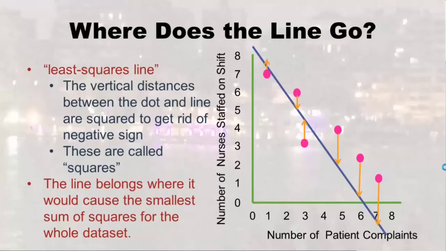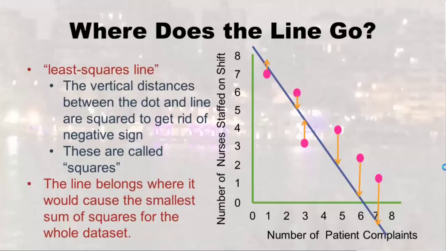So first you're going to have to square all of these things. Okay? So imagine you were just going to try it out. Maybe you draw this line and then you calculate the squares and you'd be like, okay, that's how many. And then maybe you tilt the line a little and calculate the squares again. And your goal would be, when you added up all the squares, to have the least ones. So the line belongs where it would cause the smallest sum of squares for the whole data set.